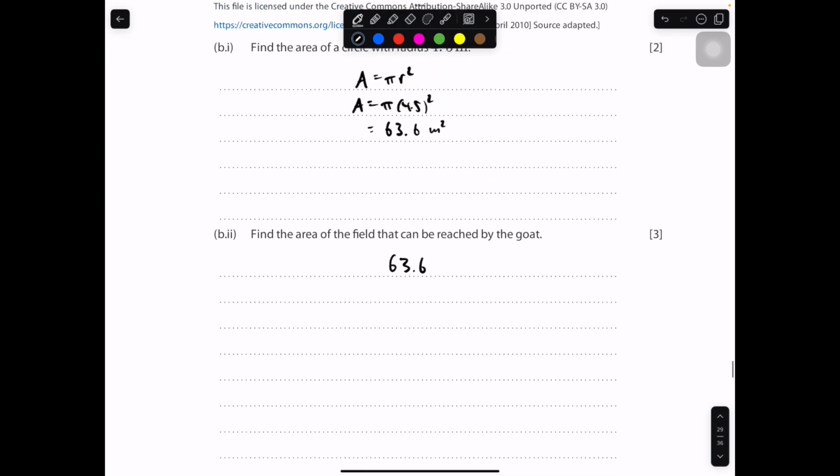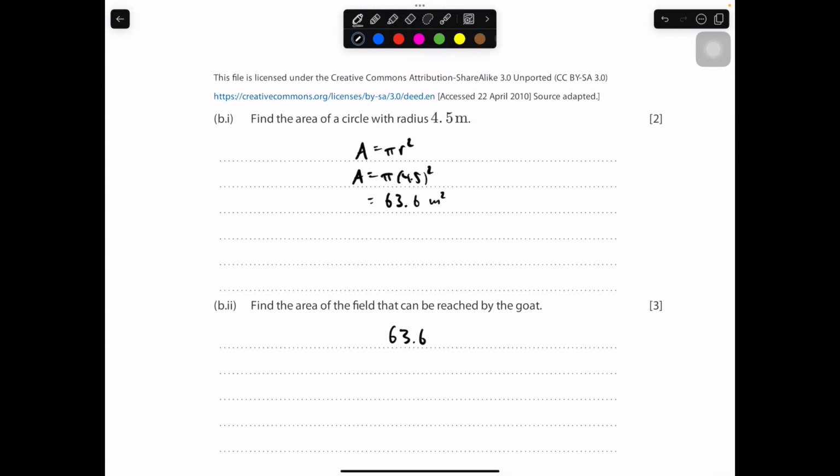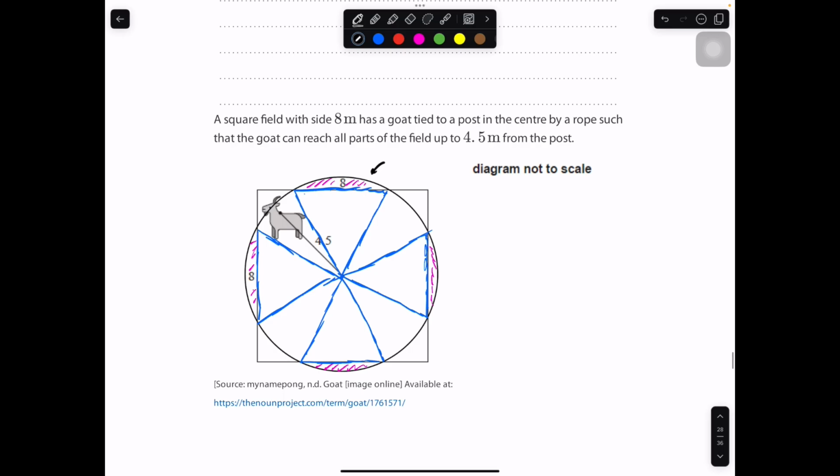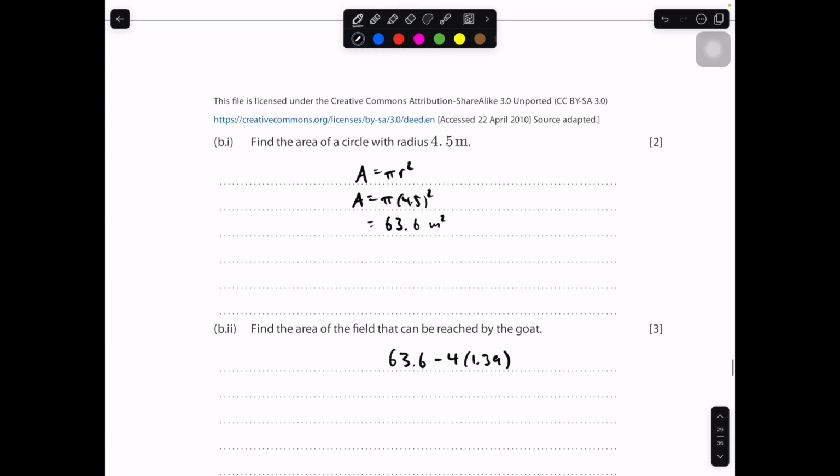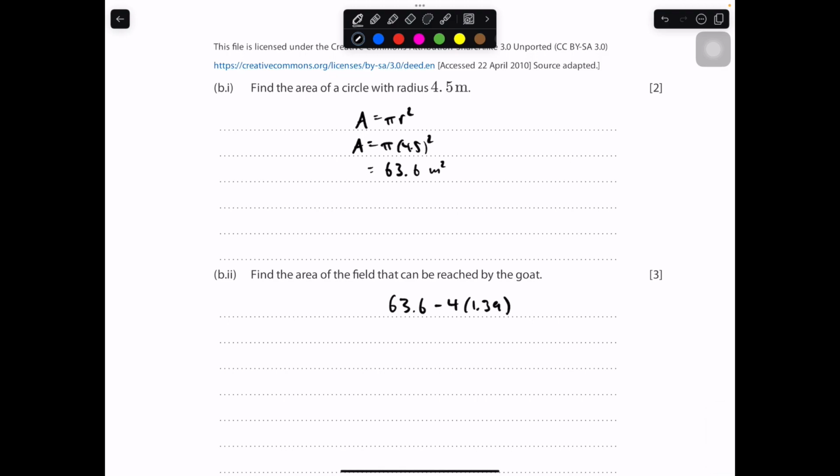So the goat can get everything if it was an open field, but it's missing out on these 4 sectors, each with an area of 1.39. So that seems not too bad at all, actually. And that would be the area that can be reached by the goat. So 63.6 minus 4 times 1.39. And that means the goat can reach 58.06 or 58.1 meters squared. And I suppose we can hope that that's enough.